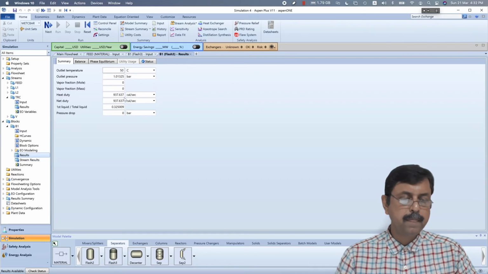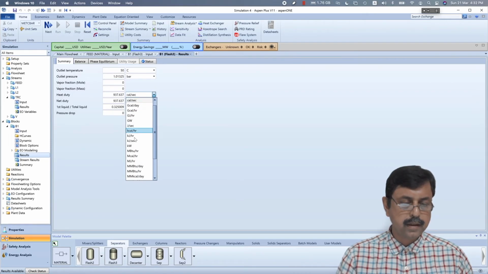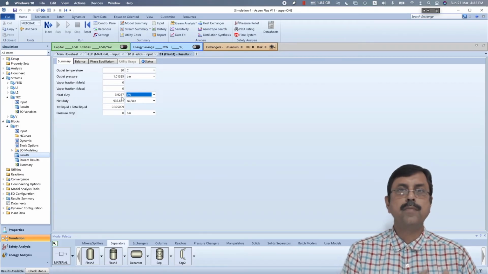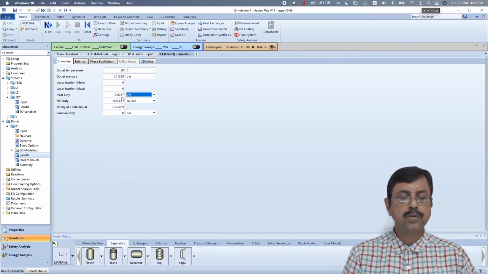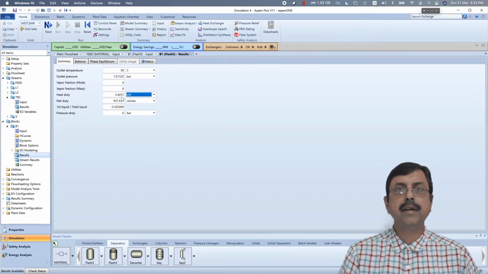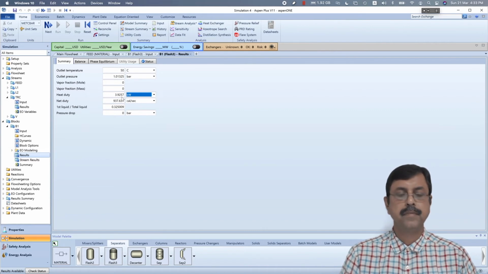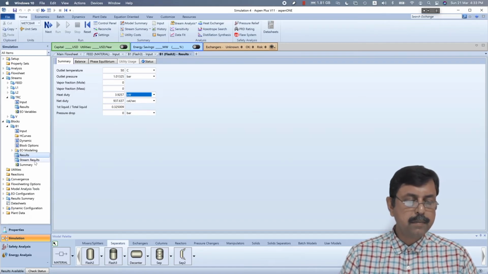We see the heat duty in this case is 3.9257. So from 1 kilowatt, it is going to 3.9257 kilowatt, almost 4 times the energy requirement for an increase of temperature from 25 degrees centigrade to 50 degrees centigrade. Okay, but are we getting a better result?